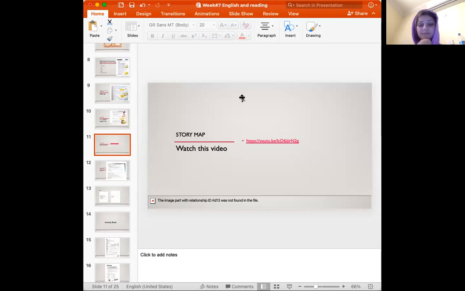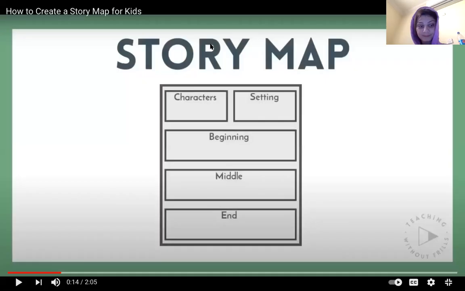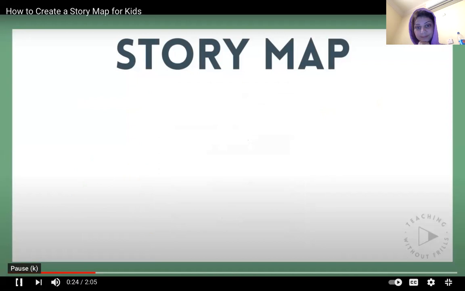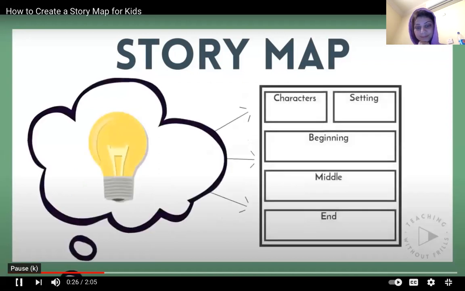First, we are going to watch a video that will introduce a story map for us. There are different kinds of story maps, but it will give me a very good idea about what is a story map. A story map is a graphic organizer that shows the most important parts of a story, like the characters, setting, and plot events. Authors use story maps to help organize their ideas before writing a draft.